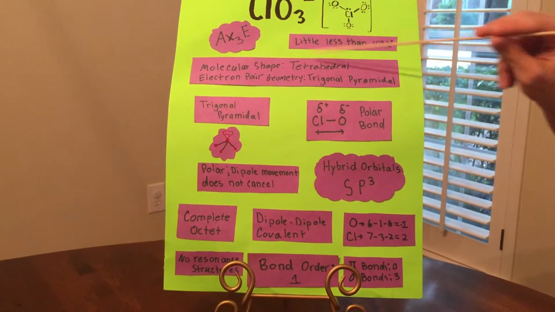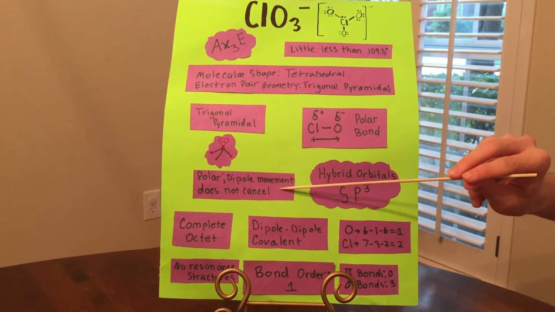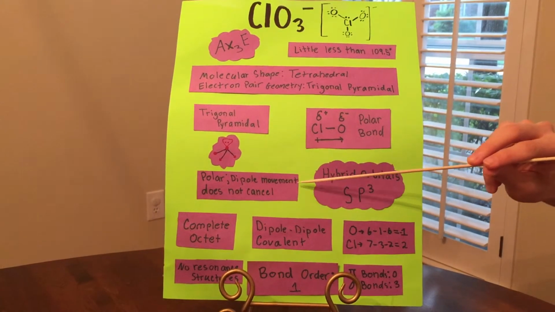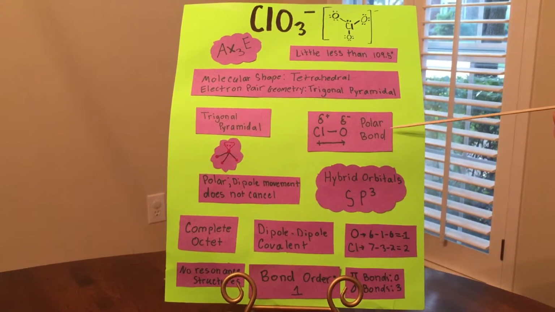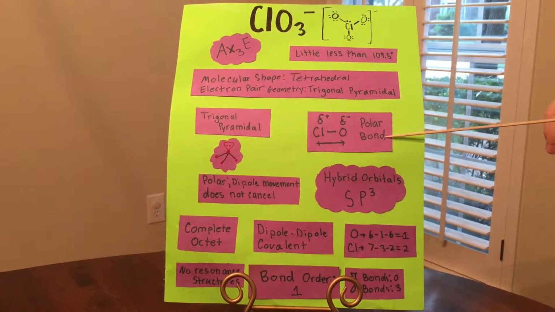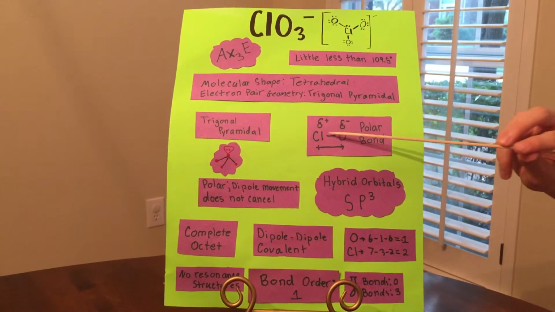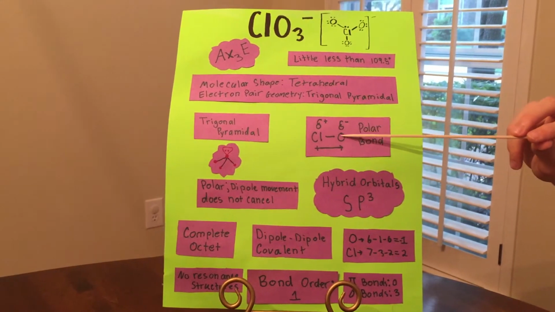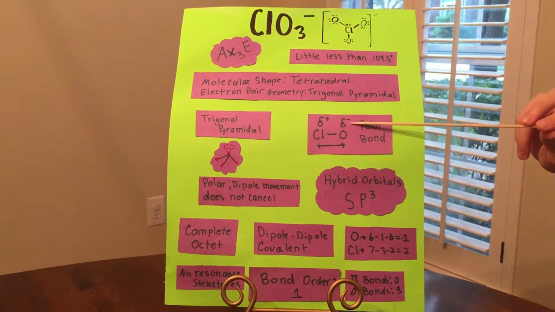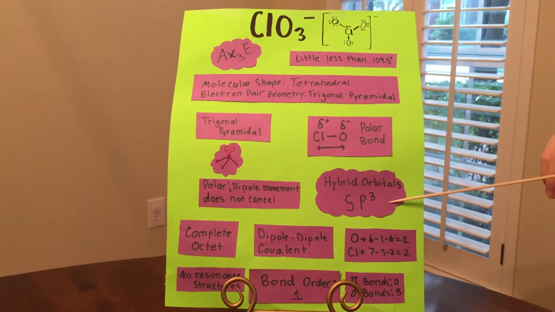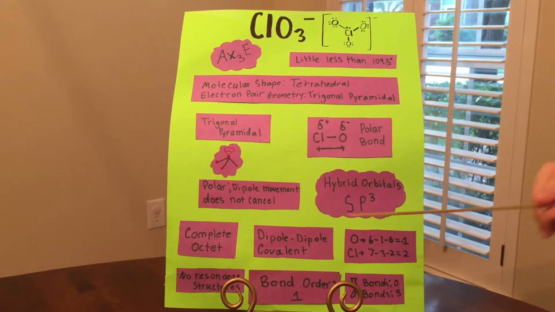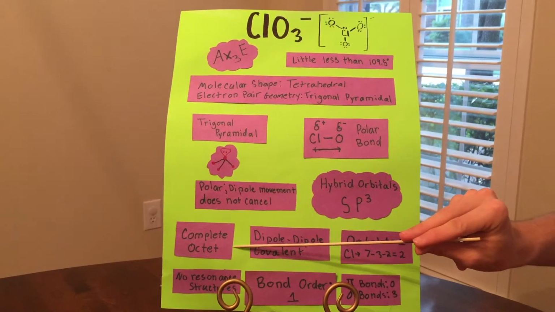The molecule as a whole is polar, and the dipole moments do not cancel each other out. Each bond individually is a polar bond, with chlorine being partially positive and oxygen being partially negative. The hybrid orbital is sp3. Chlorine has a complete octet.